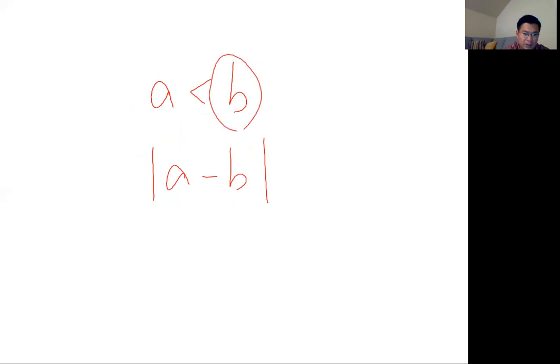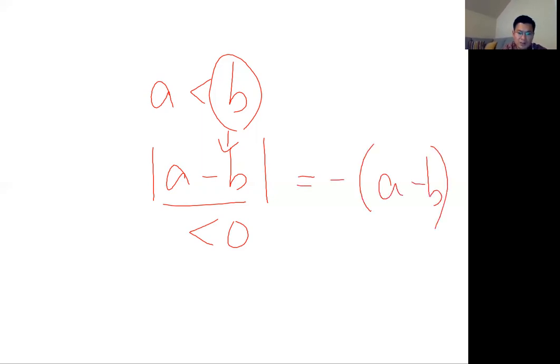Now A is less than B, and then absolute value of A minus B is equivalent to which of the following? If A is less than B, then inside of this absolute value, since B is greater, this inside is less than 0. So as I said earlier, if inside of the absolute value is negative, then you put a negative sign in front of it. This is the answer.